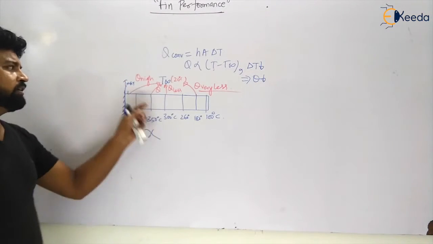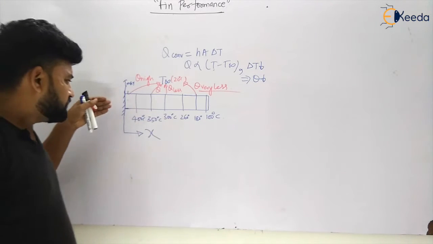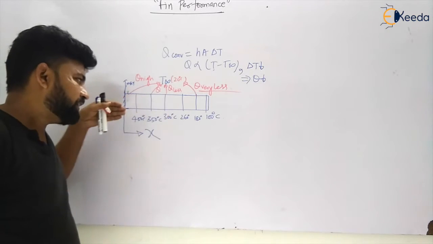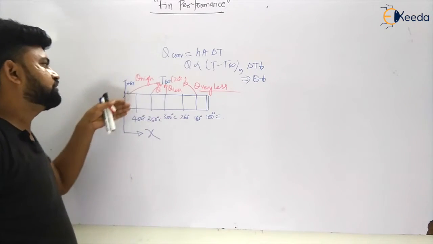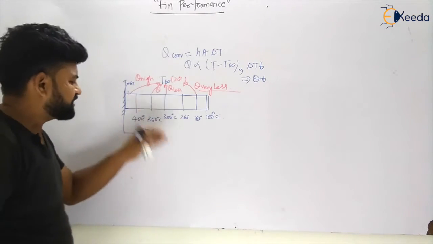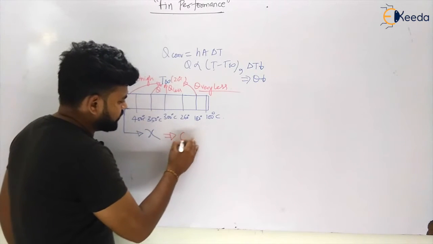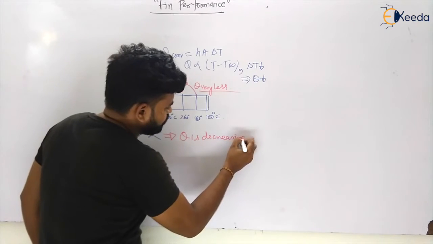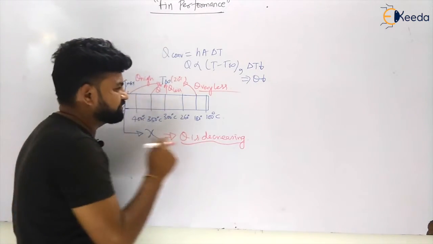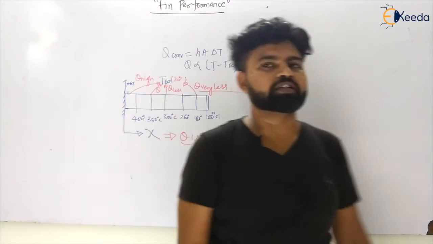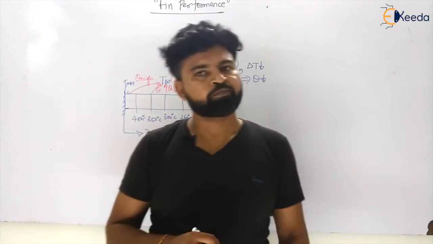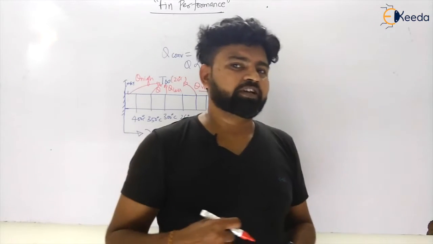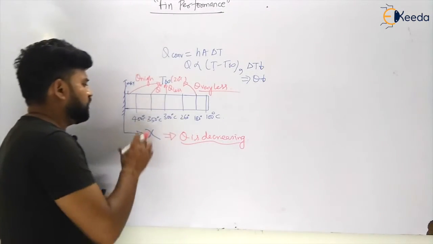So when I observe the fin in the X direction, the temperature T is decreasing and Q is also decreasing in the X direction. That implies heat transfer is decreasing in the direction of X. So if I want to analyze the performance of the fin, how can I see it?